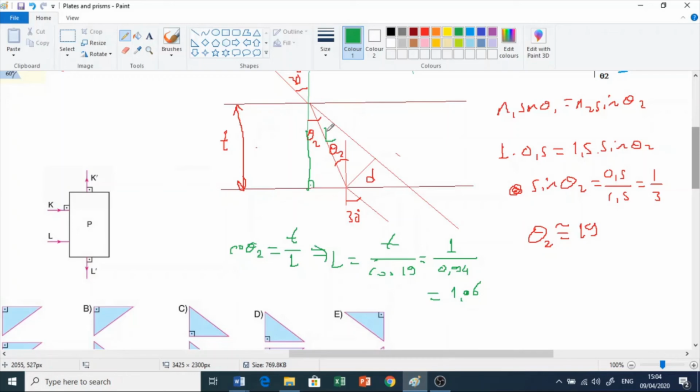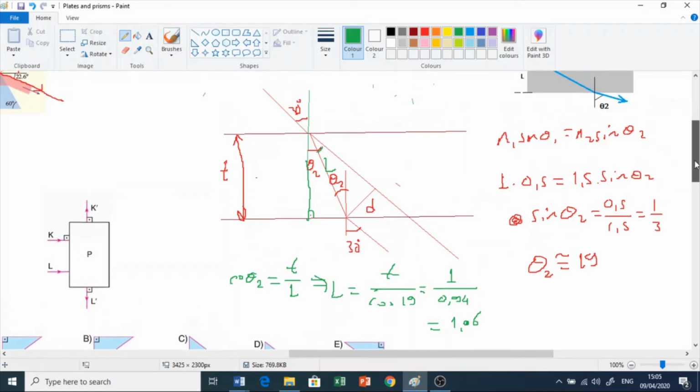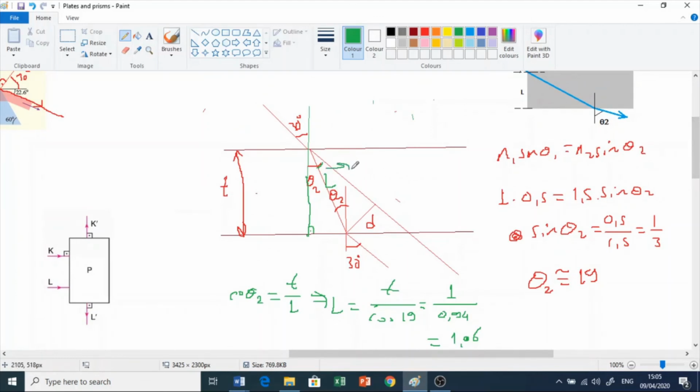Once you divide them, you are going to get approximately 1.06. Now we know this length, and now let's use this triangle. In this triangle, what is the amount of this angle? As you see, let's call it theta 4, since this can be theta 3. So theta 4 is going to be equal to theta 1, which is 30 degrees, minus theta 2, which is 19 degrees. So it will be 11 degrees. This angle will be equal to 11 degrees.